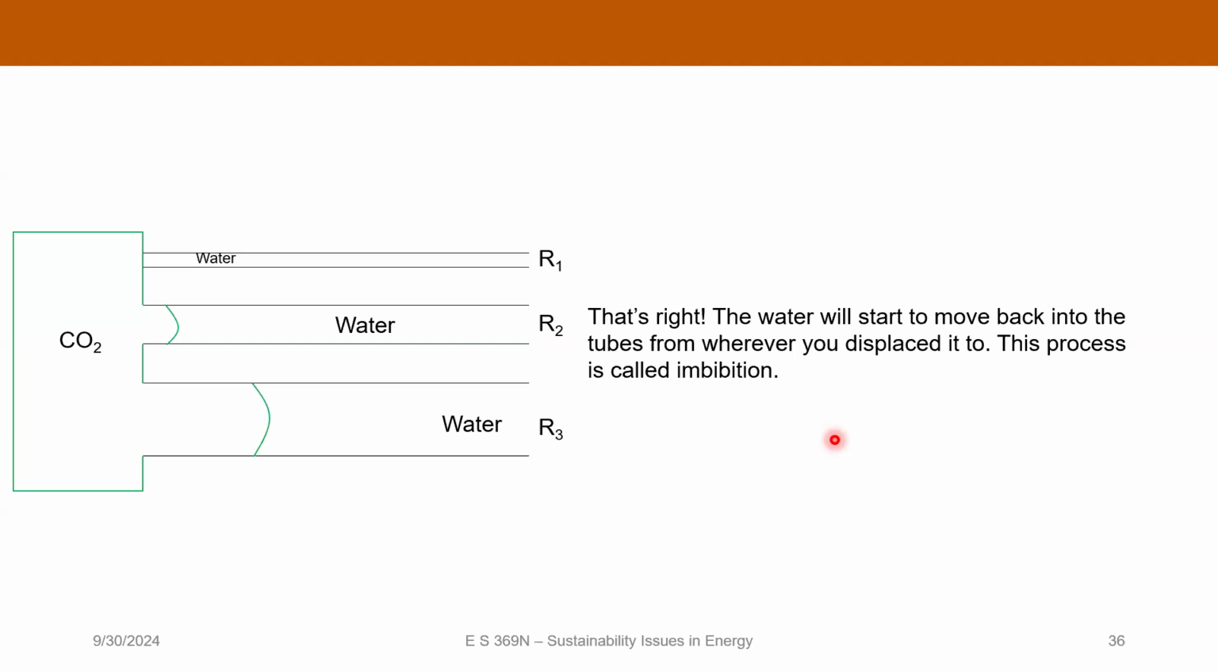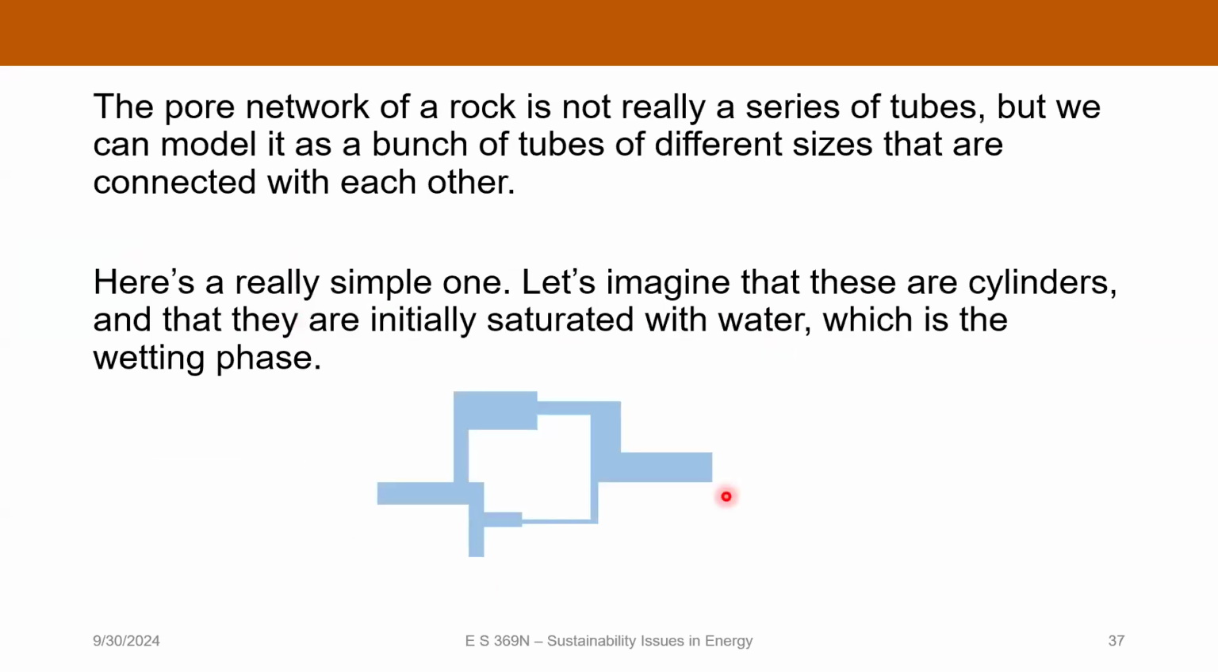And it arises as a consequence of the fact that the pores in a real rock, they're not just straight capillary tubes. They're complicated. They have complicated geometry. They have differing amounts of connectivity. And so we can model the pore system in a rock as a bunch of small cylindrical capillaries, but they have a distribution of sizes and they have a distribution of neighbors that they're connected to.